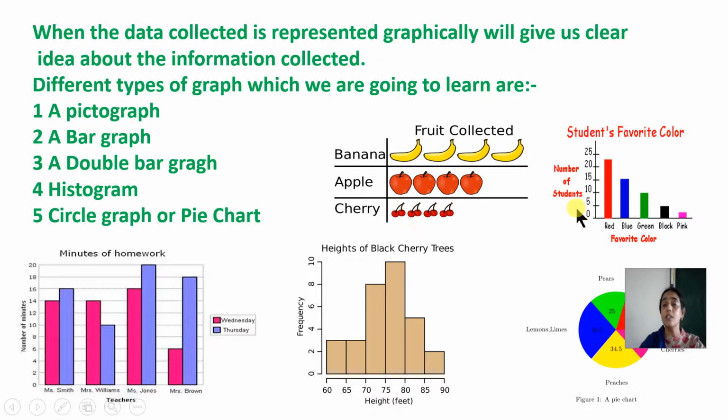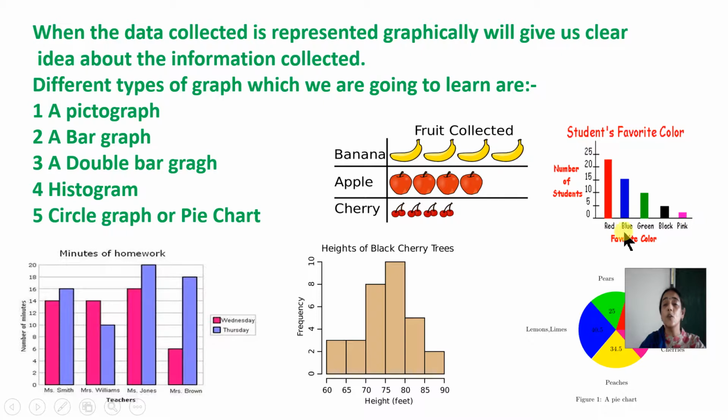Now this graph is known as a bar graph. In this bar graph, you have already learned that in a graph, the horizontal axis is called the x-axis and the vertical axis is called the y-axis. And the number we usually represent on the y-axis, and the name of the student, the favorite color, or the year we represent on the x-axis.